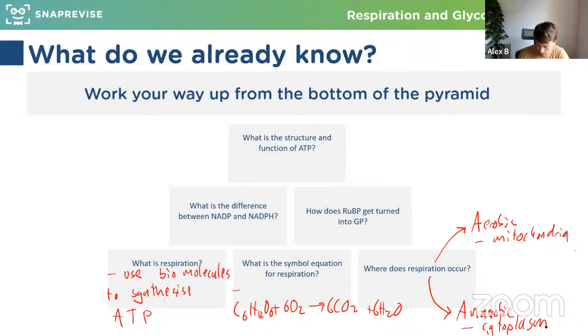Then next question. So what is the difference between NADP and NADPH? This is actually photosynthesis rather than respiration, and it's because we normally do photosynthesis before this lesson. So it's following on from a previous lesson, but obviously we haven't done photosynthesis, but hopefully you guys will know this topic already.